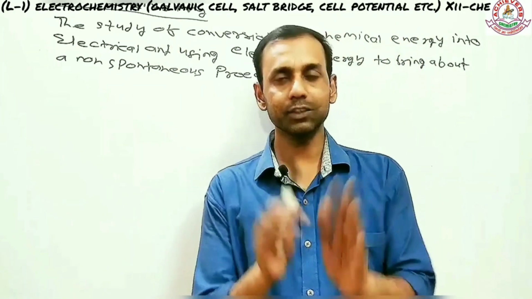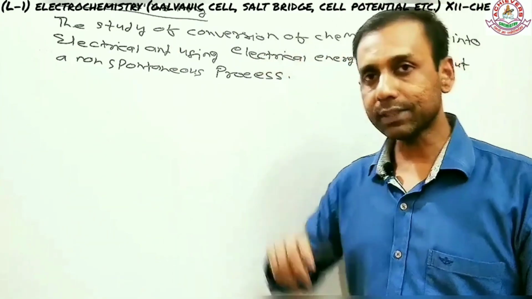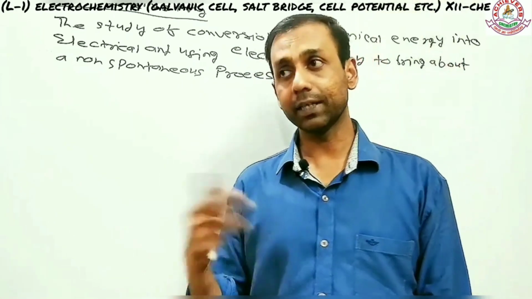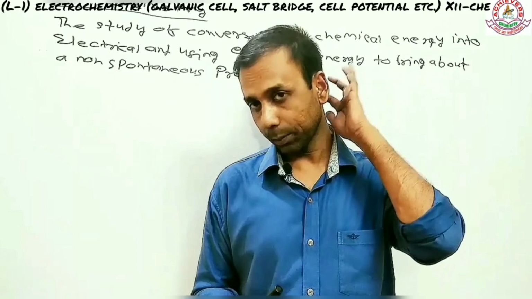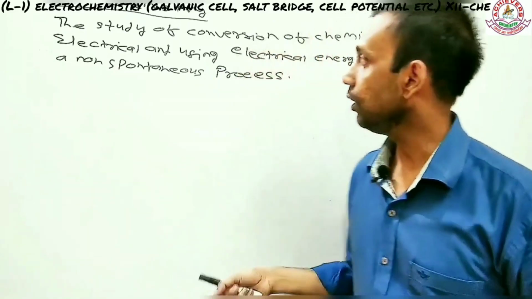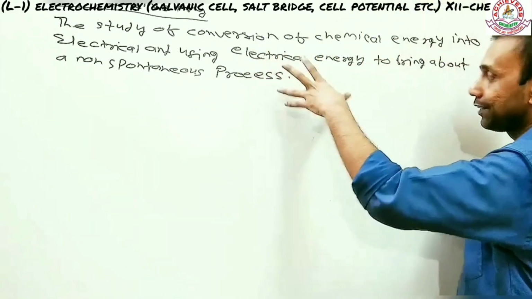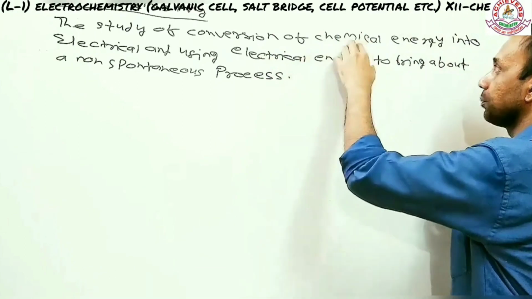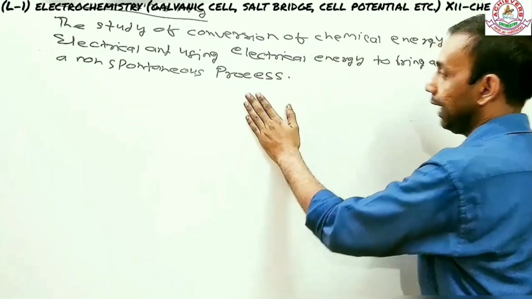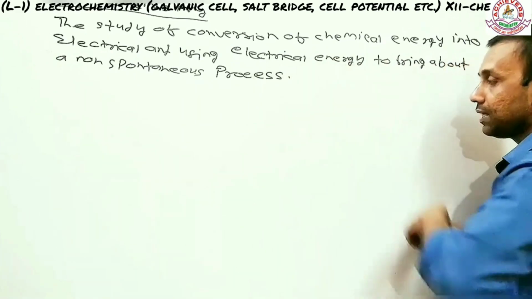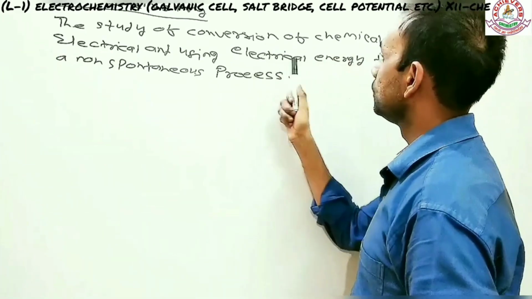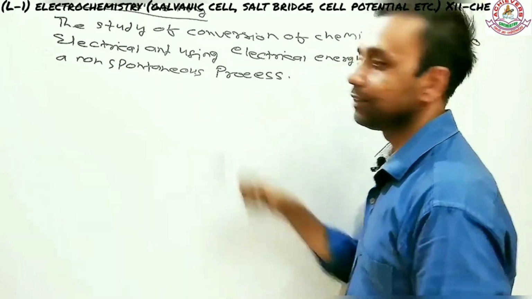For you at least in 12th class, we have to get through this. I was thinking maybe I should also take redox from 11th, but that's going to mess up everything. I hope you understand that electrochemistry is the study of conversion of chemical energy into electrical energy and using electrical energy to bring about any non-spontaneous process. So what I mean here is that the non-spontaneous process is the charging process.